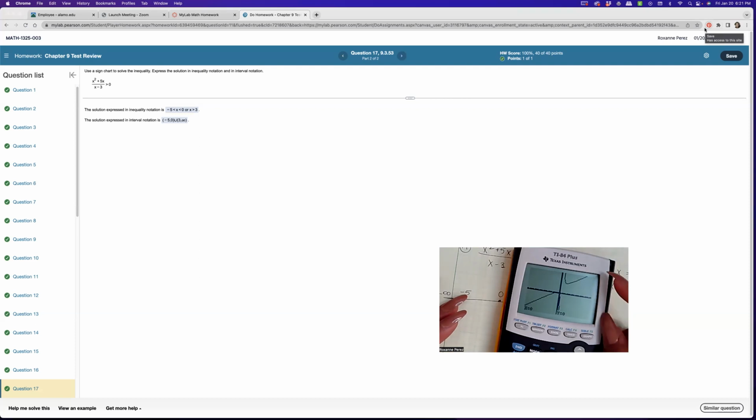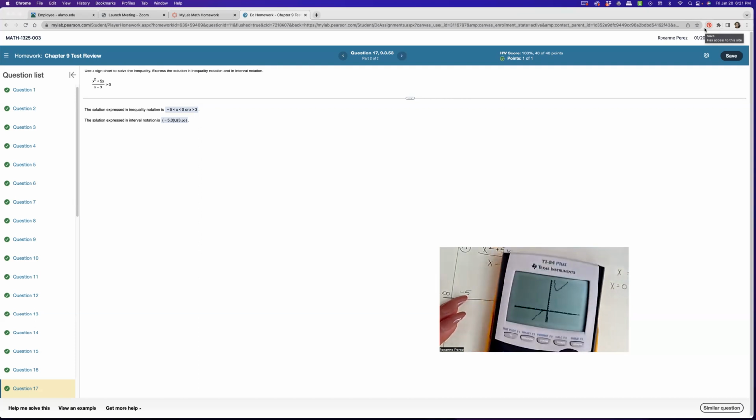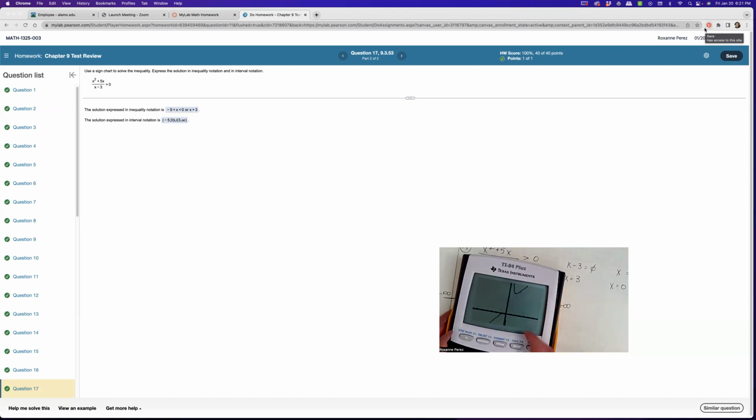Okay, so let me trace this and see what we can get this to. These y values are at about 25. Let's change our y min to negative 10 and graph that. I'm going to change this just a little bit more. Make this like 30. Okay, so here we can see in this area, let's trace our function.